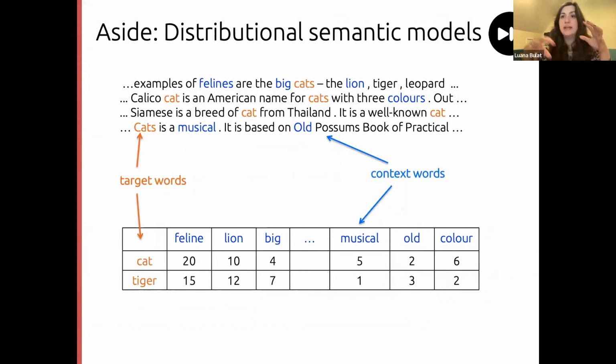And we just collect these counts in a very big table, as you can see here. Here we're trying to find the meaning of cat and tiger, the words in orange. And the words in blue are what we're going to refer to as context words. Then the meaning, the semantic representation of a natural language expression, in this case a word, will just be a line in this table, which in linear algebra is just a vector of counts.